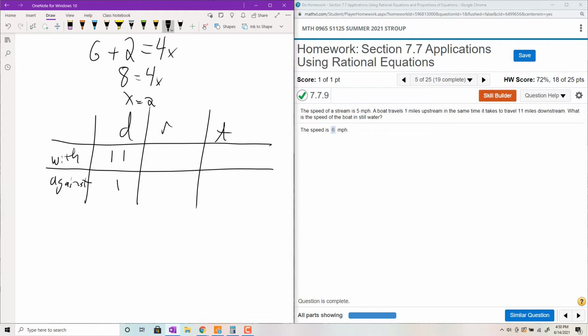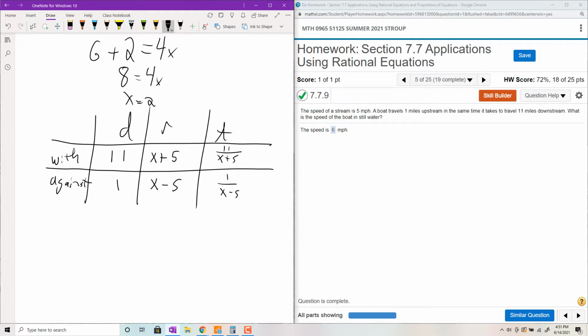And then what is the speed of the boat? The boat speed is given as 5 miles per hour. So when you're going with, it'll be 5 plus the speed of the water. Or no, they're giving you the speed of the water. So when you're going with the stream, it's going to be the speed of the boat, which we don't know, plus the speed of the water, which is 5. And then when you're going against, it'll be x minus 5, and then you get your 11 over x plus 5, and your 1 over x minus 5.